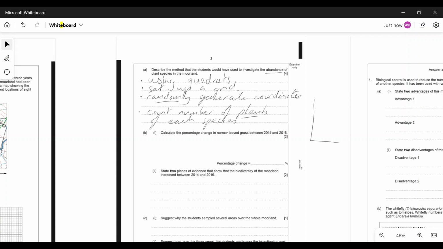Okay, and be careful, it is plants. Quadrats are only used to count plants because plants can't move. If you say animals, that's not quite correct.